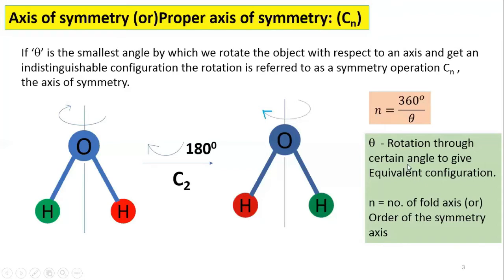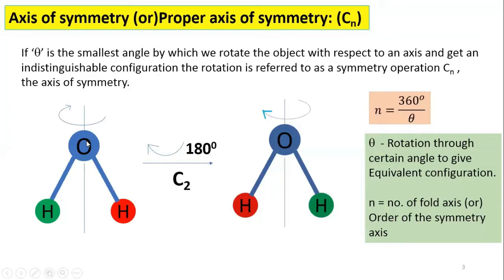Then theta is the rotation through a certain angle to give an equivalent configuration. If theta is the smallest angle by which we rotate the object with respect to an axis and we get an indistinguishable configuration, then the rotation is referred to as a symmetry rotation Cn, and the axis is the axis of symmetry.